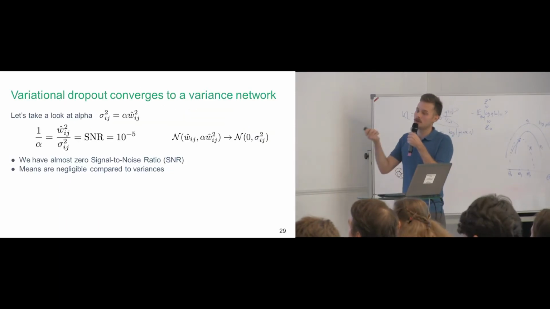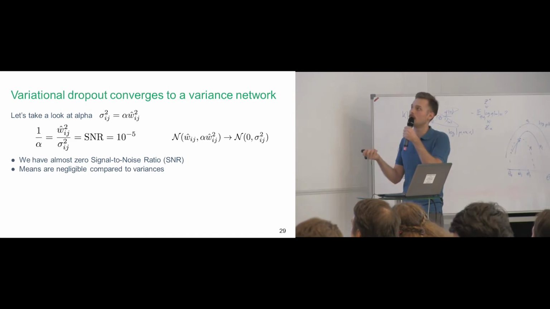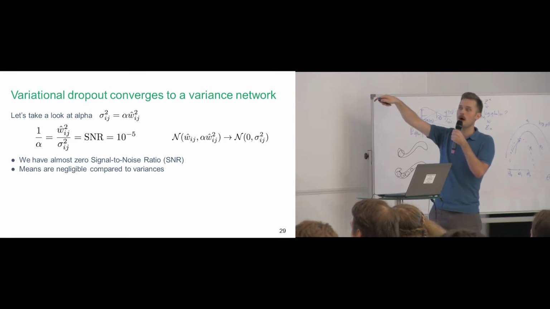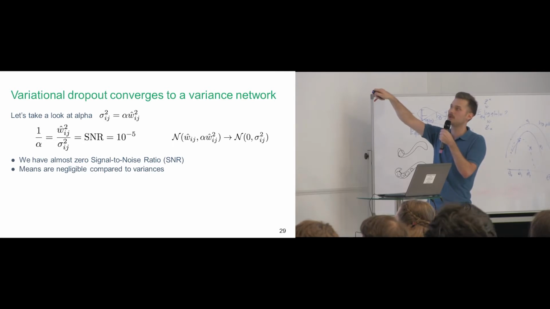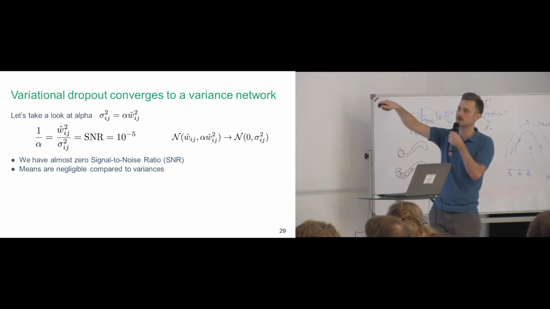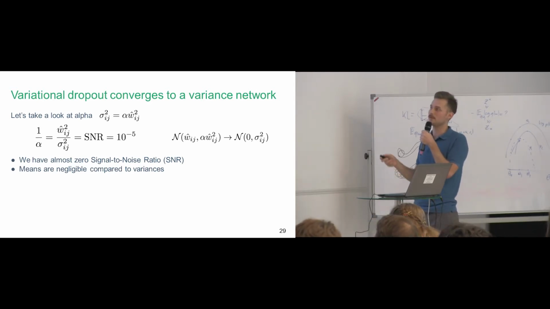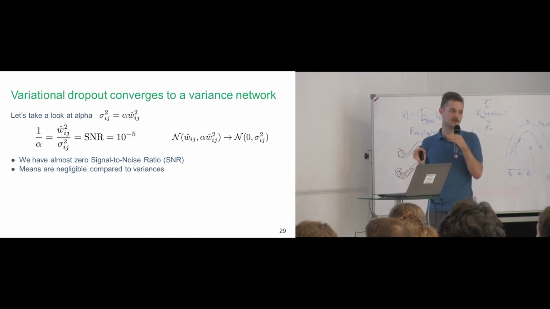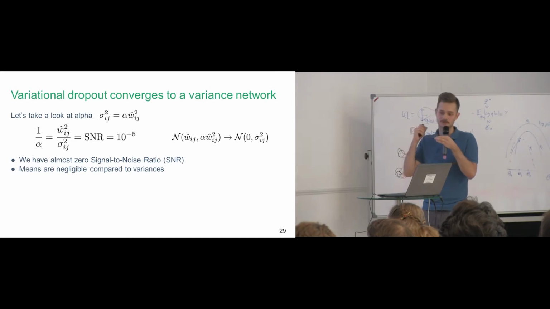Let's take a look at what happens when alpha goes to infinity. Once again, as we already said, the variance of our approximated posterior equals alpha multiplied by the mean. So 1 divided by alpha is actually the signal-to-noise ratio, because it's squared mean divided by variance. And it equals 10 to the power of minus 5. So it's almost 0. We have no signal in terms of signal processing, but our network still almost perfectly classifies all the pictures.